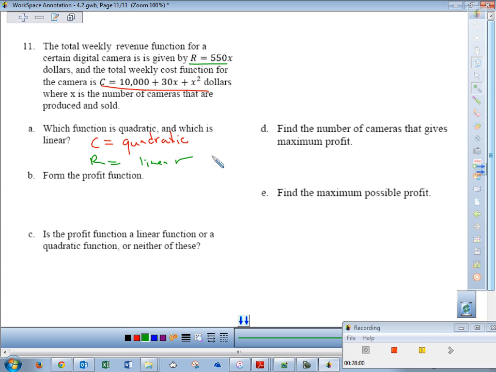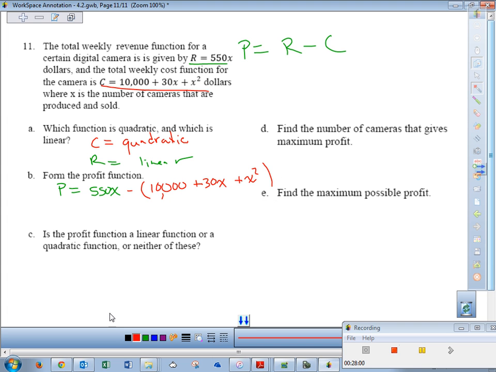Form the profit function. Profit, again, equals revenue minus cost. Revenue is how much money you bring in. Cost is how much money that you spend, right? So you take your revenue and subtract away your cost. So profit equals revenue, which is 550x, minus the entire cost function, so you put it as a quantity. Y'all cool with what I did there?